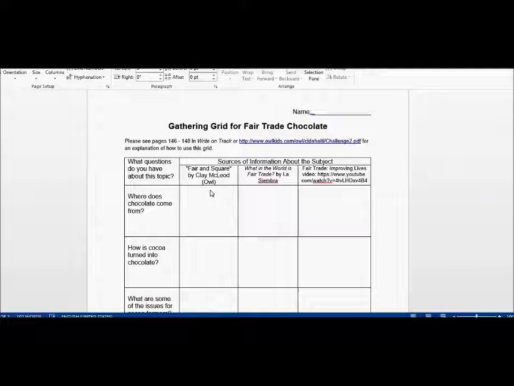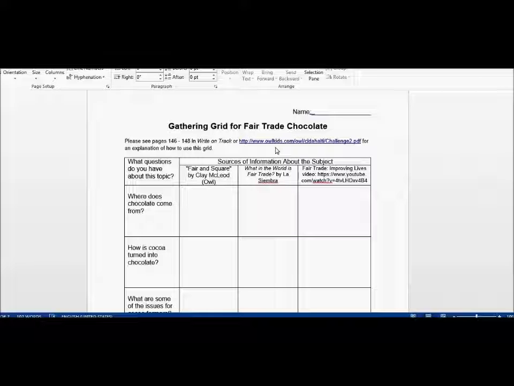In this video, I am going to explain how you can use a gathering grid to do some research. A gathering grid is a structure and a strategy for doing research and recording the information that you find while doing research that I took from the book Right on Track, and it's on pages 146 to 148 in that book. I have also taken a brief summary of the process of a gathering grid and included it in a document that is on the internet at this website here, and you will be looking at that in class today as well.